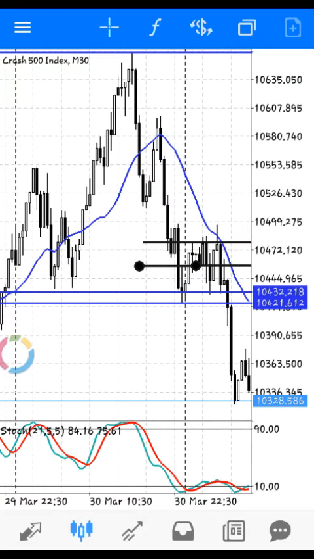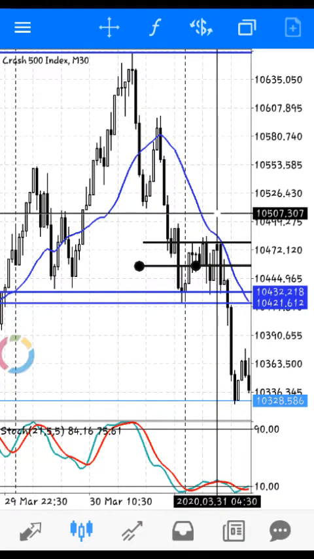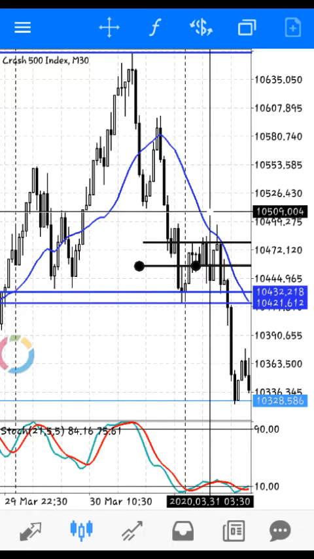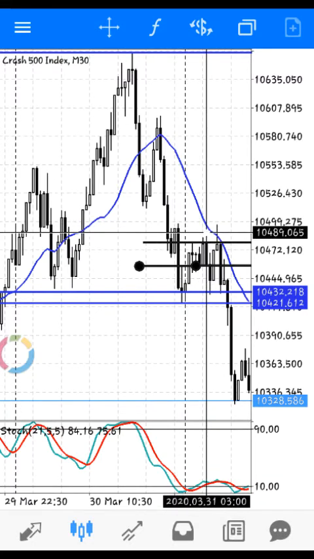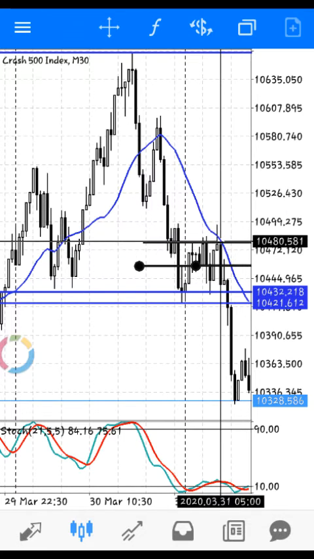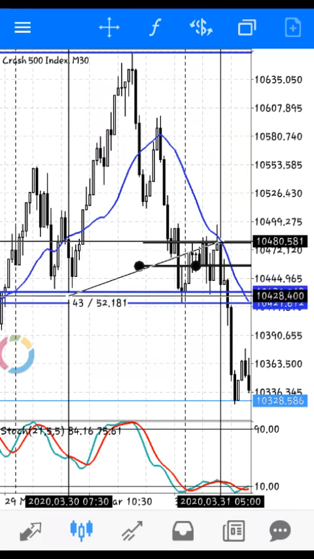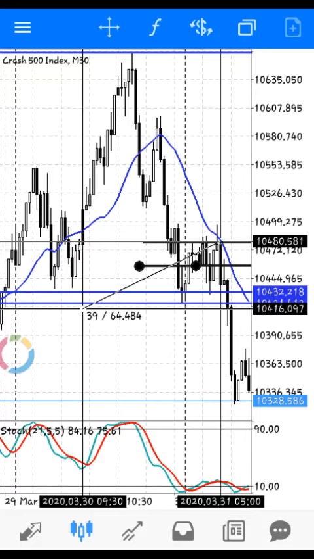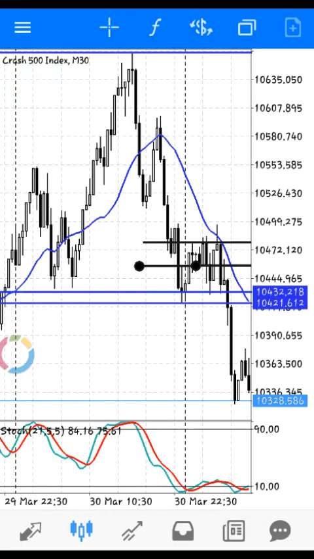Now there are three things going on for that point. That point was a resistance level earlier, an order flow level, and it was also on the moving average. So there were three things going on. So that was like a clear sell signal. You can enter there with a 30 pip stop and possibly a 60 pip profit. But with Crash and Boom, you could expect the profit margin to be a lot larger.